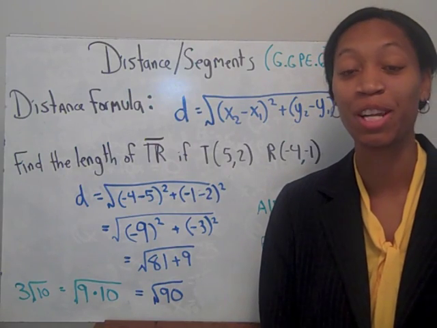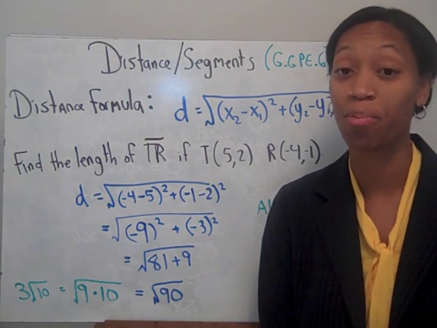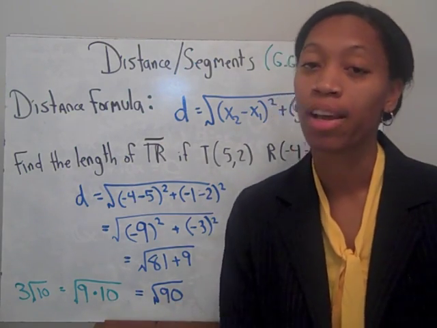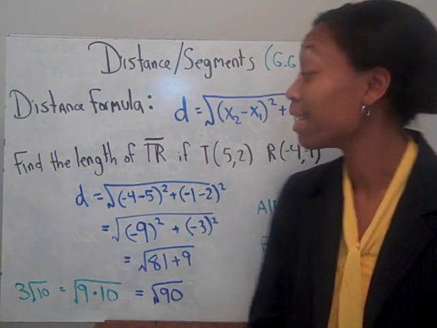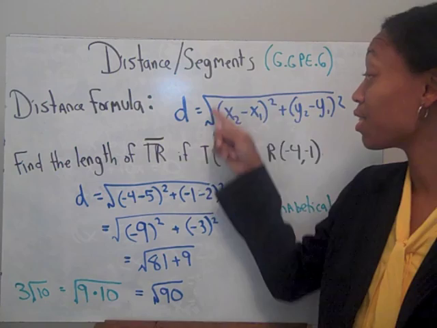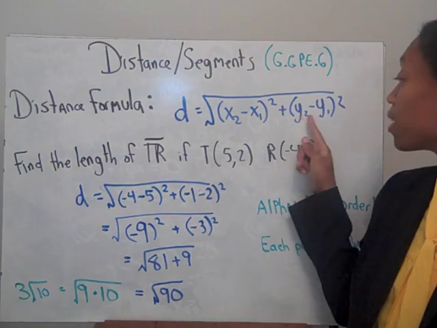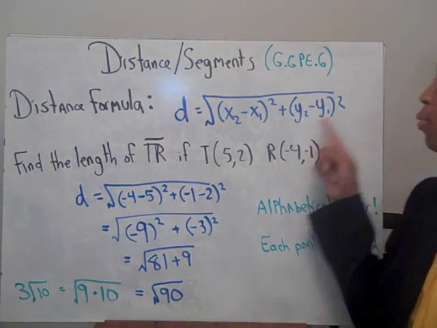Hello students, this video is about finding the distance and the midpoint. Now the distance formula you should already kind of know. The distance formula is: distance equals the square root of (x2 minus x1) squared plus (y2 minus y1) squared.